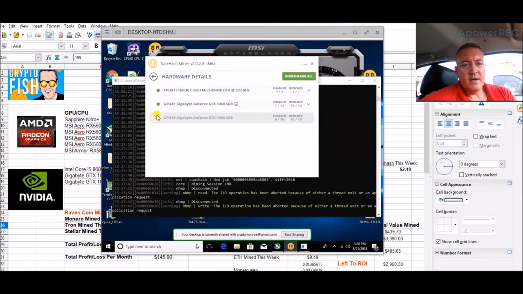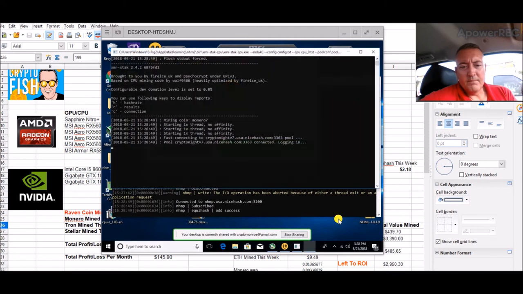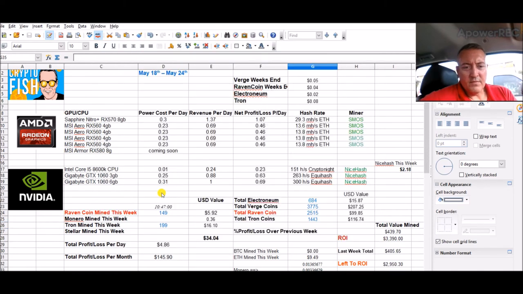Let's turn all these back on and go. Because like I said, Raven was starting to dwindle down a little bit, so I just thought I would start getting a different coin.